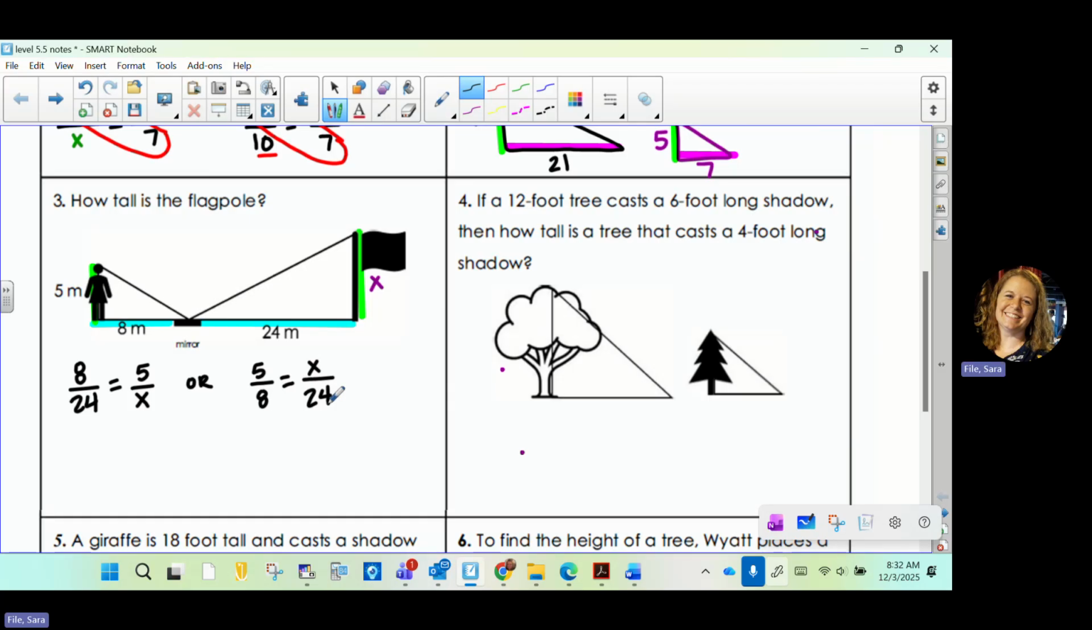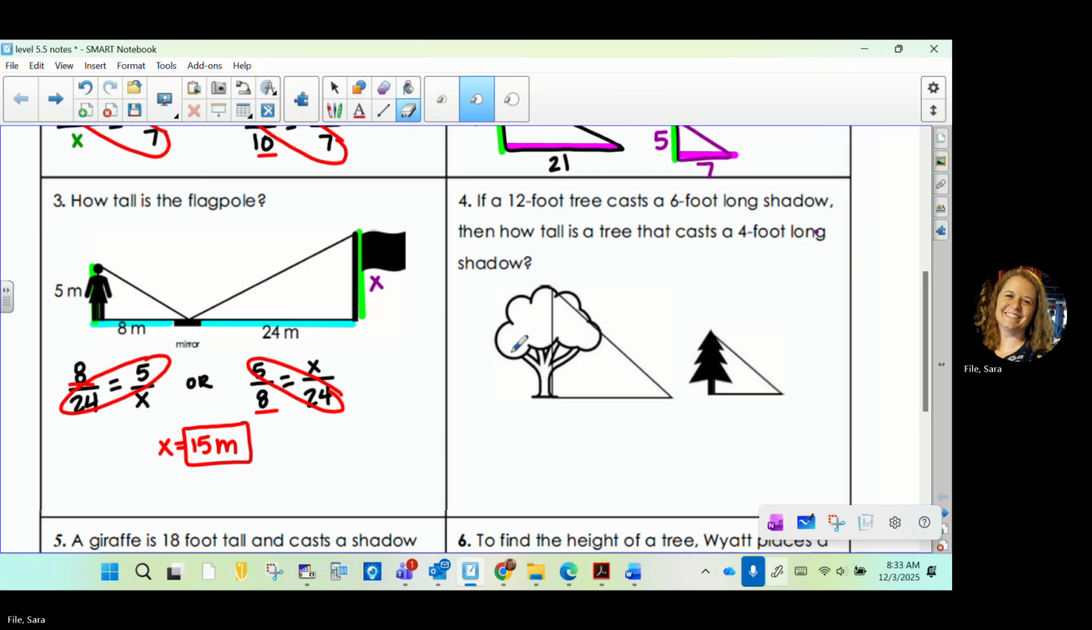Okay, so either way you set it up, you're multiplying 5 and 24 and dividing by 8. So 5 times 24 divided by 8 is also 15. So the height of the flagpole, and these were all in meters, that M stands for meters, so 15 meters. Good?